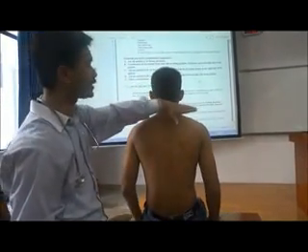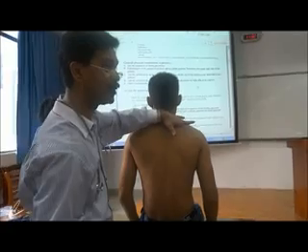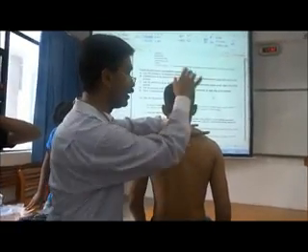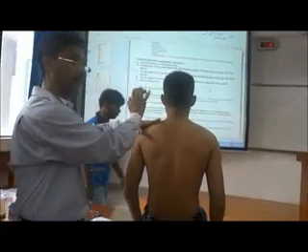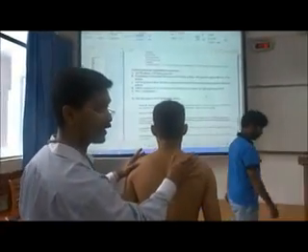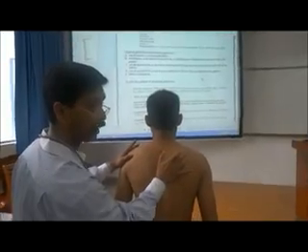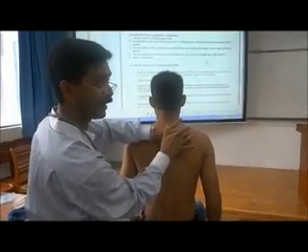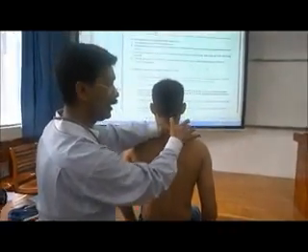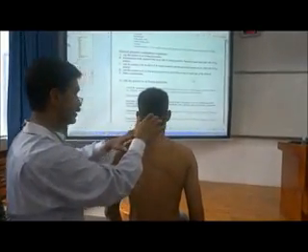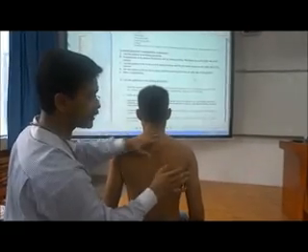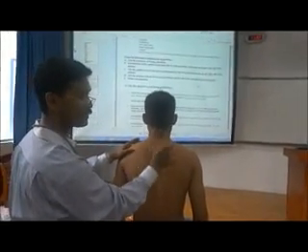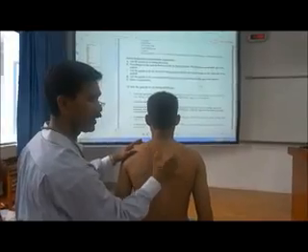And percussion starts from the apical region. This is the apical region. You need to percuss and compare both sides. When you percuss onto the scapula, you do not need to place your finger here. Over the scapula, you need not press. You just press your finger this way.